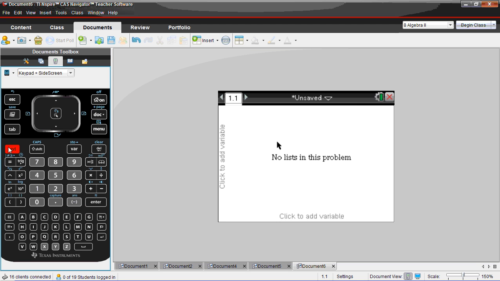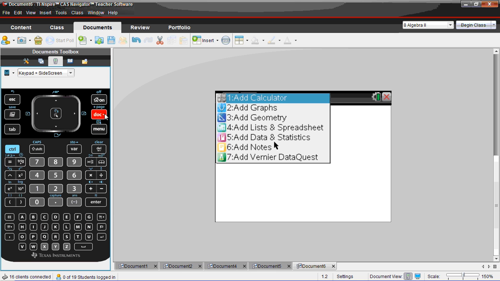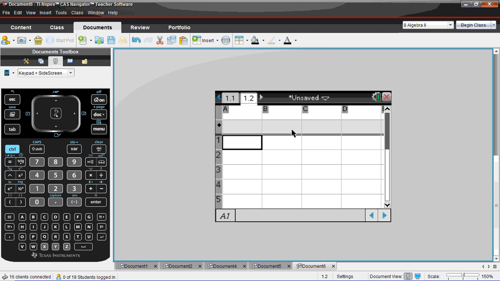I'm going to add a page, and I'm going to add a list and spreadsheet. I'm going to add a page where I can put the information. Okay? So I'm going to put it in a spreadsheet. I'm going to put the year in for X. I want the year to be X. Anytime you have years or time, you always want time to be your X value. Okay? Does that make sense? We'll talk about that in just a minute.